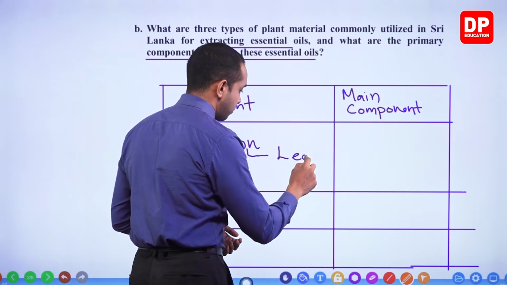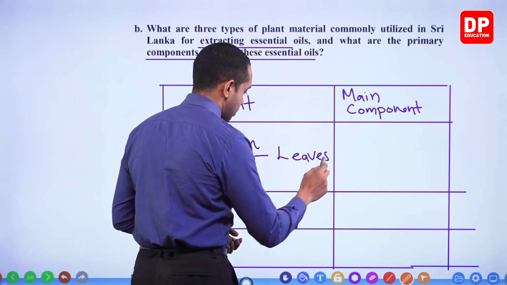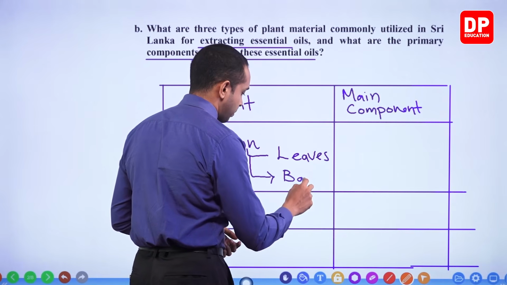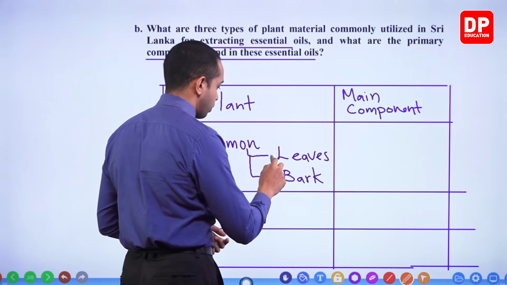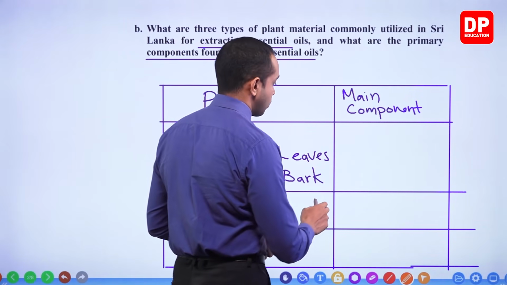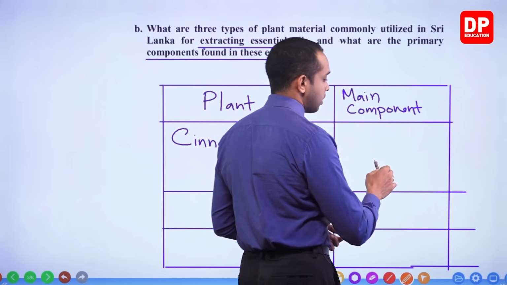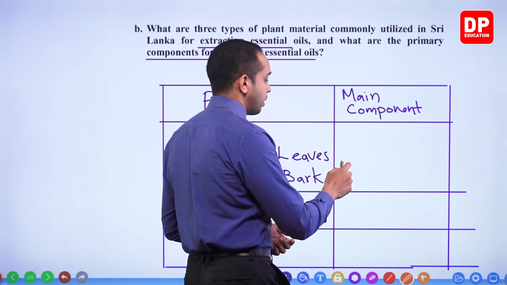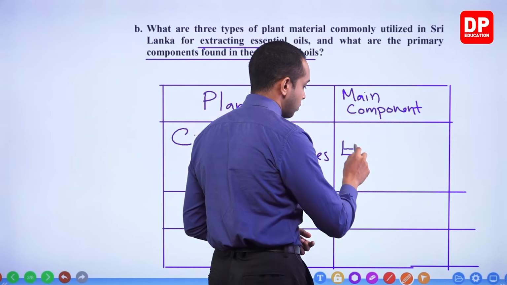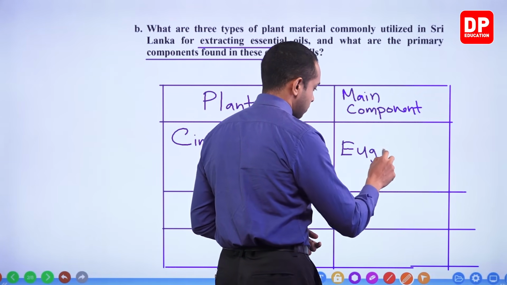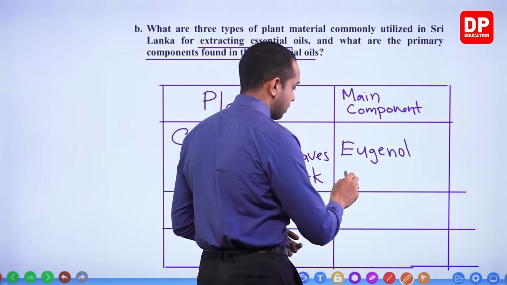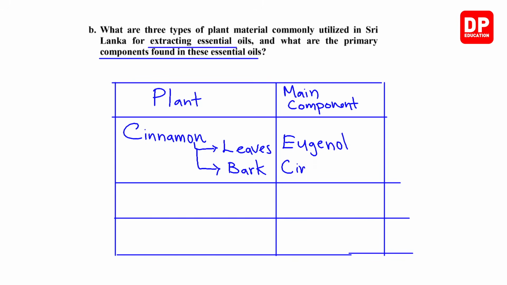So when it comes to cinnamon, we use both the leaves and the bark. The cinnamon oil that is extracted from leaves, the main component is eugenol. And when it comes to bark, that is cinnamaldehyde.